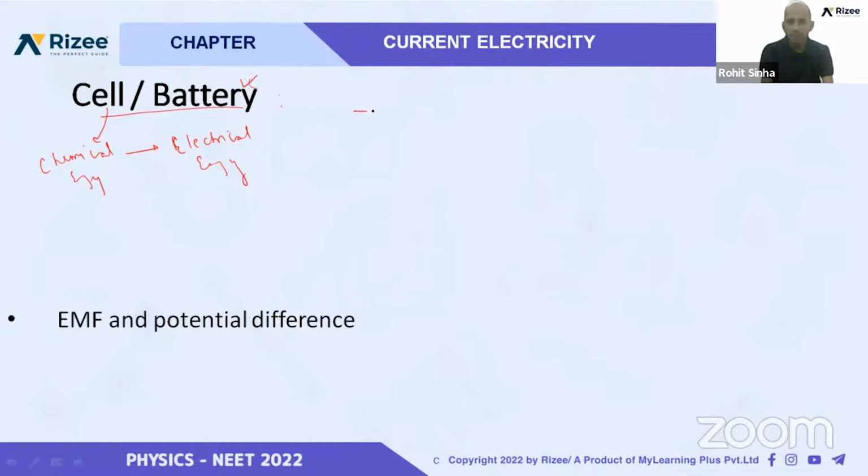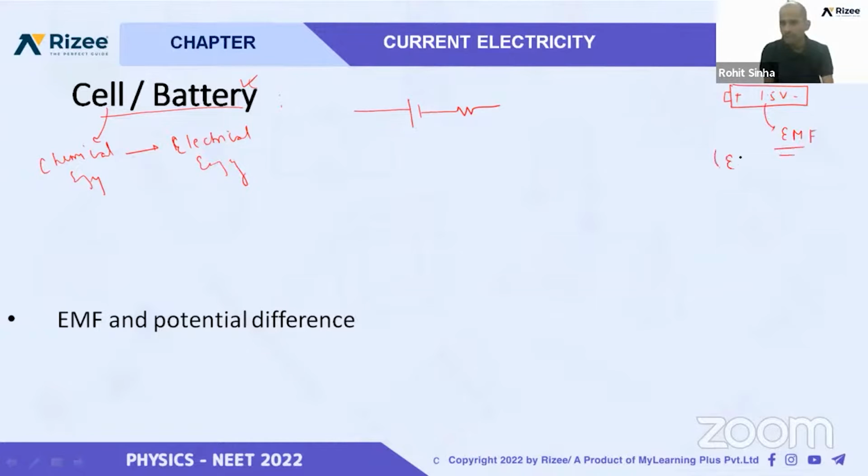Let us suppose we went to our market and purchased one cell like this. It has 1.5 written on it. You must have seen that pencil battery which we use in our wall watch. What we see here is plus, minus, and 1.5 volt written like this. The potential difference which is written here is called EMF, electromotive force.